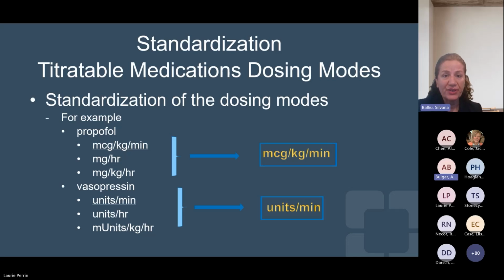On the left, you can see what we initially had, the options to dose propofol and vasopressin, and then how we standardize from those 3 options to just 1. Next slide, please.